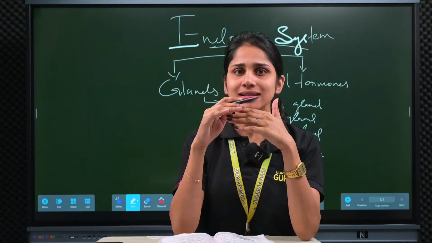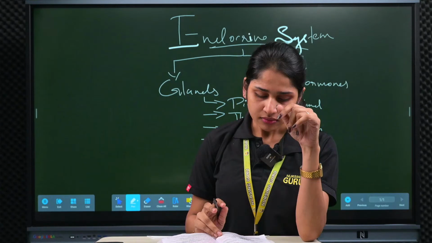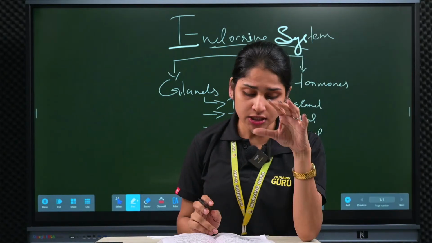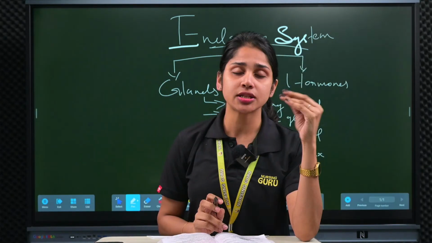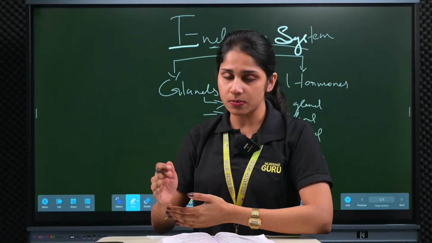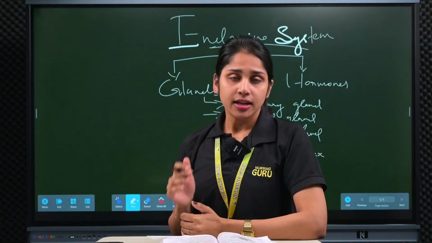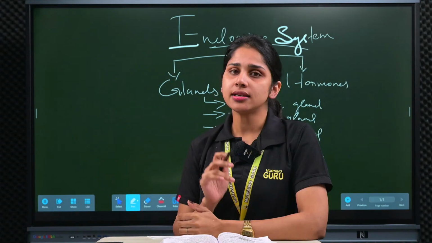So it will be in the center of them. And this one fails to appear as separate lobes in adults. Okay. Next, we are dealing with the posterior pituitary, that is the smaller one.